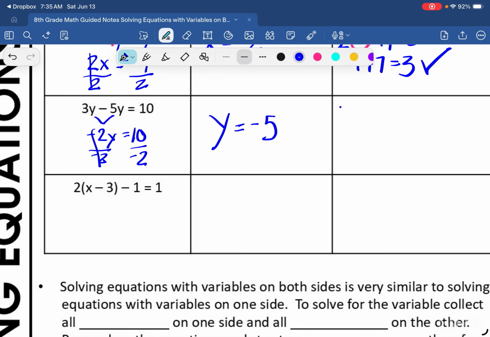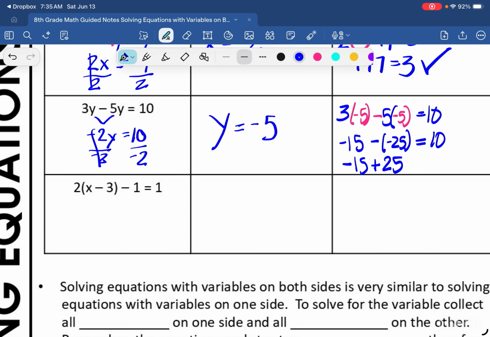Let's check my work. 3 times a negative 5 minus 5 times a negative 5. Does that equal 10? Well, 3 times a negative 5 is a negative 15 minus 5 times a negative 5 is a negative 25. Make sure you're doing your parentheses here so you don't get confused about the minus and the negatives. Does that equal 10? So negative 15 minus a negative 25 is going to be plus 25. Is negative 15 plus 25 10? Yes. So I did it correctly.